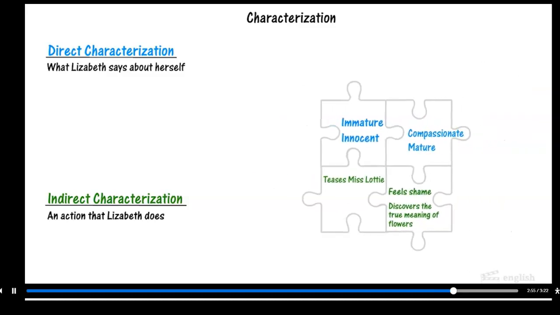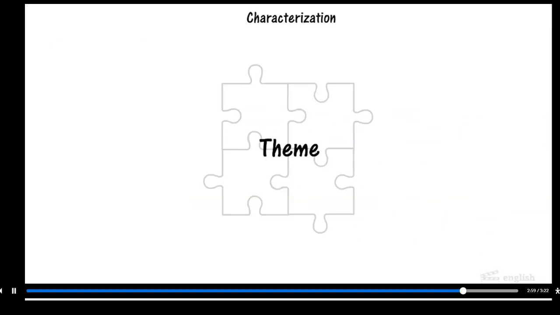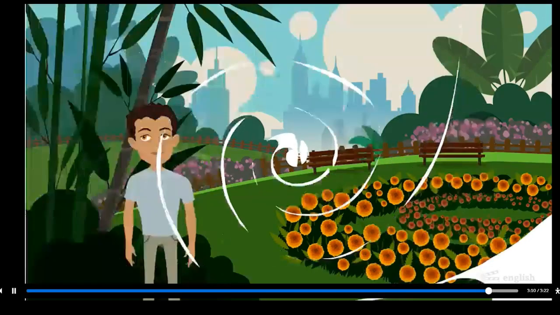Put together the two pieces for the beginning and the two pieces for the end, and we can see the theme of the story. In this case, the theme of the story is maturity begins when you learn compassion. I'm glad Elizabeth learned compassion, aren't you?